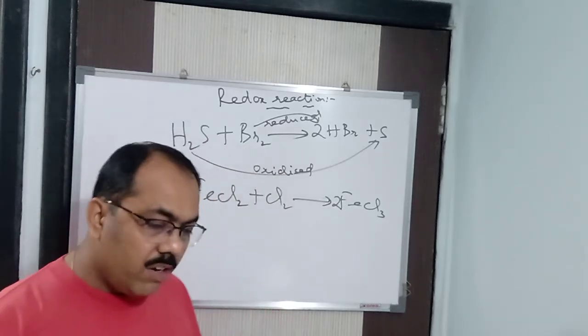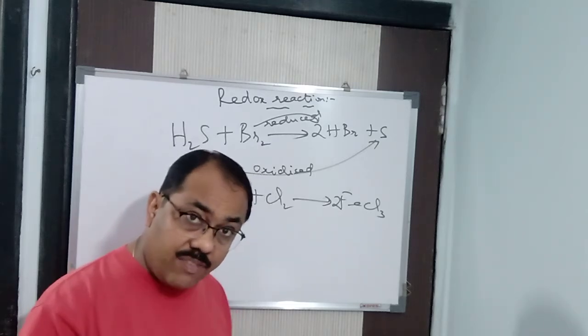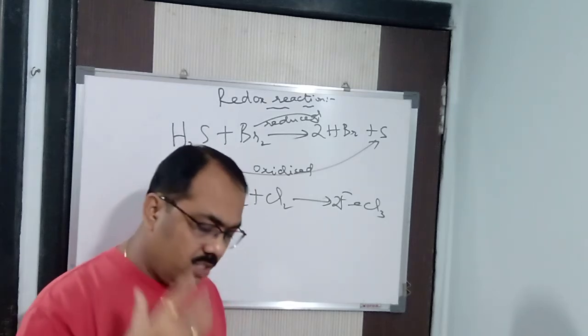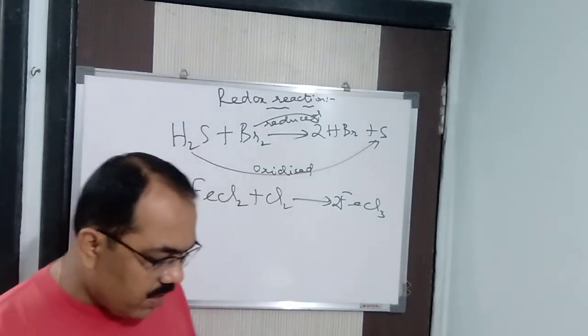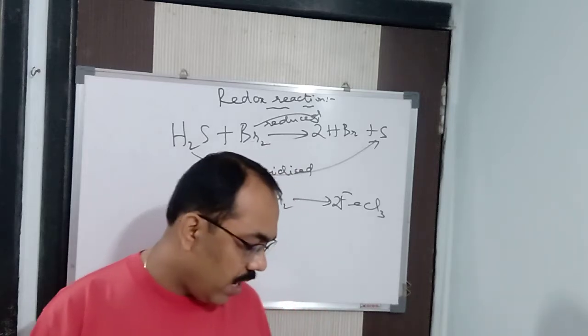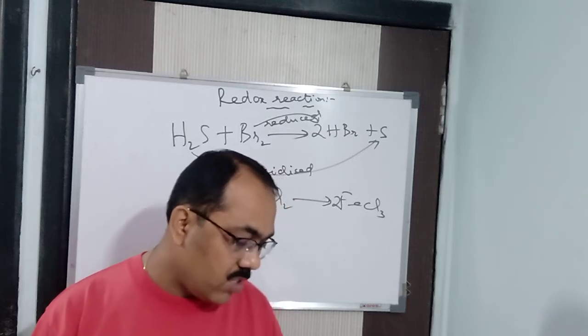So in this way, oxidizing agent oxidizes other substances, but itself it gets reduced. The reducing agent reduces other substances, but itself it gets oxidized. We can say that. In this way, oxidation reduction reactions are complementary. They go hand in hand. That is about your oxidation reduction reaction.